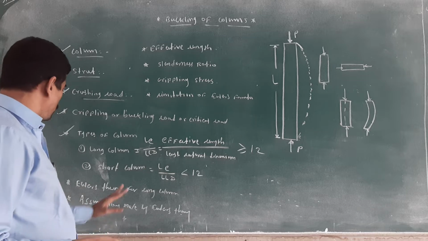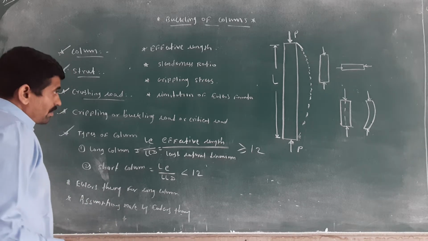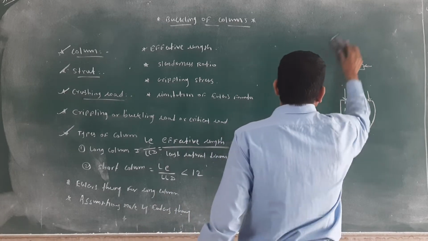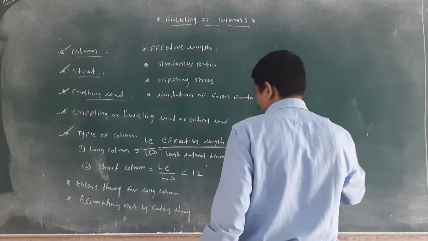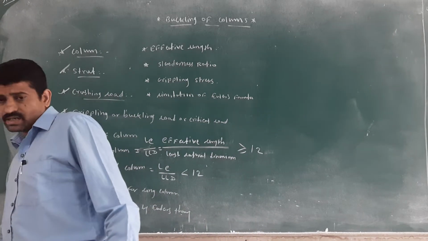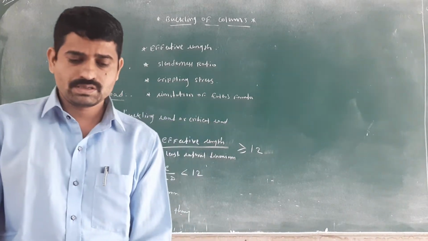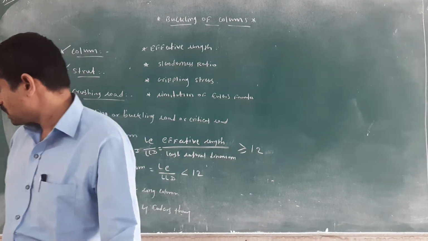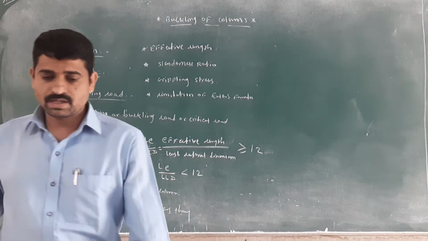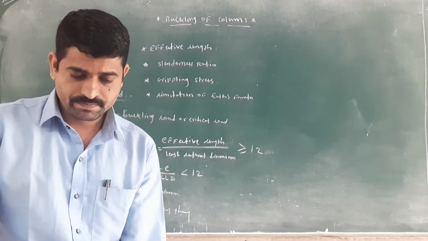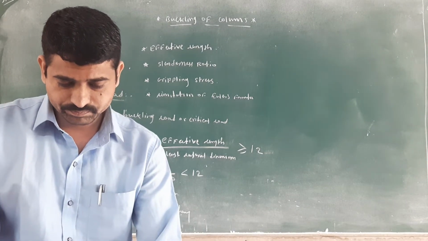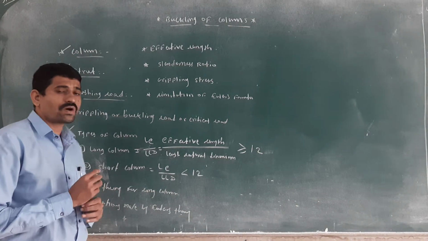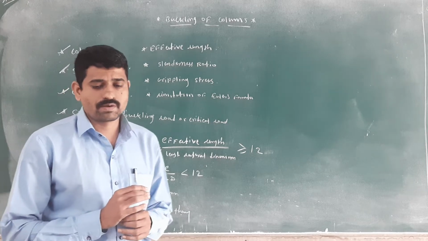Then see what is Euler's theory for the long column. Euler's theory for the long column is for failure due to buckling only. This theory, Euler's theory, is not used for the short column.